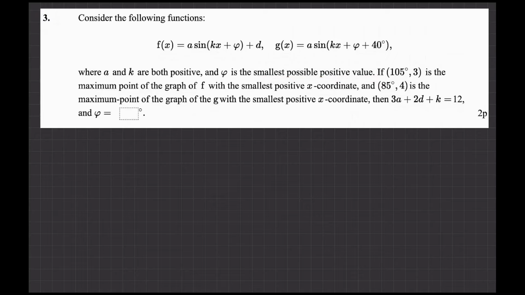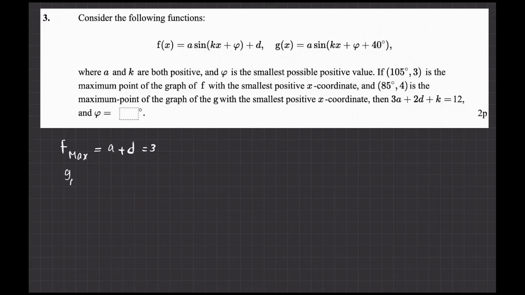Okay, so if I want to maximize f, because a is given to be positive, I have to maximize this sine, and the maximum of sine is 1, so the maximum of f simply becomes a plus d. So f max from the calculation is simply a plus d, but on the other hand, the maximum of f is given to be 3. So these two numbers should match.